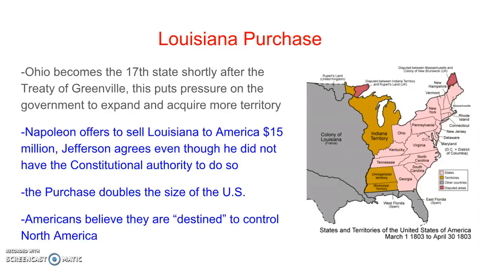Napoleon comes back and goes, I will give you all this territory for $15 million. That's less than 3 cents an acre. So, Jefferson agrees to it, even though he doesn't have the constitutional authority to do so. We purchase it, it doubles the size of the U.S., and Americans get this idea in their head that they are destined to control all of North America, that God wants them to control from sea to shining sea.